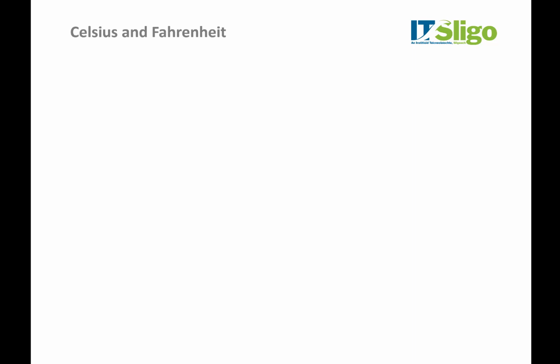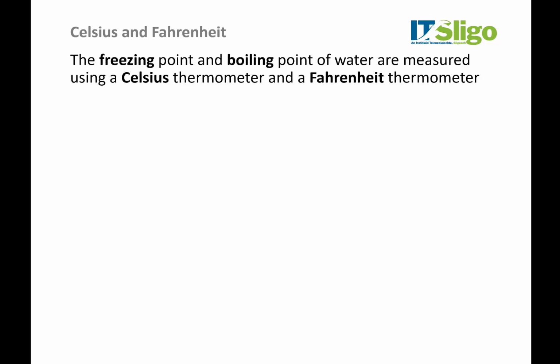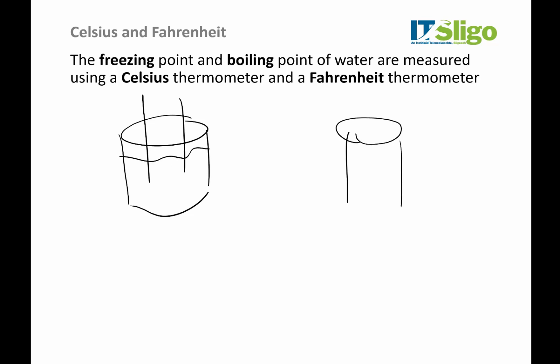Now we're going to look at some practical examples of this. So the freezing point and the boiling point of water, these are called state points. They're measured using a Celsius thermometer and a Fahrenheit thermometer. So essentially, guys, we have 2 beakers, one with freezing water in it and the 2 thermometers, and then we have another one with boiling water. Sorry, not very good drawing. And again, we have 2 thermometers in there as well.